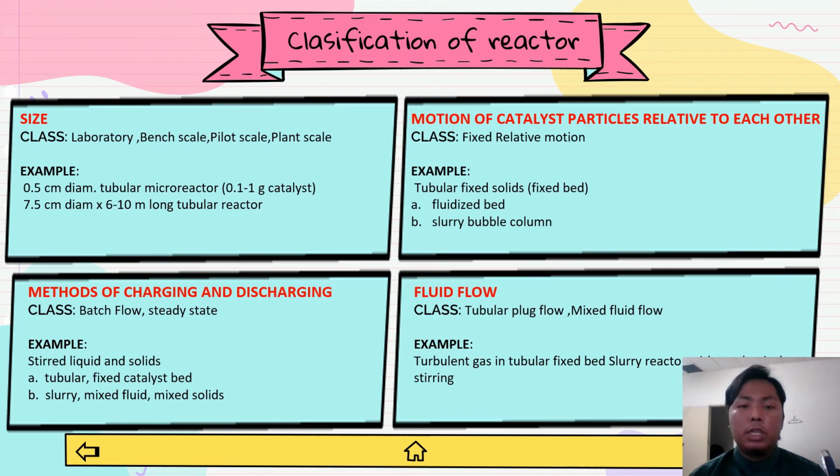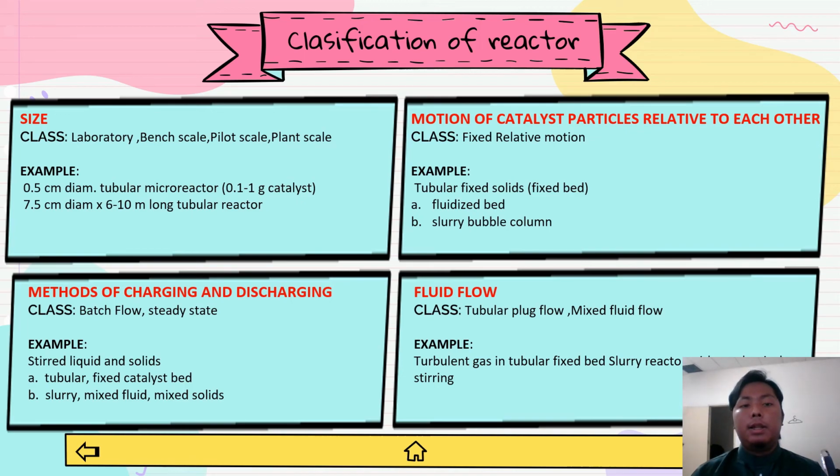The next classification is the motion of catalyst particles relative to each other. An example of technology suitable for this classification is fixed relative motion. Fixed relative motion is a tubular fixed solid, also known as a fixed bed. I will explain the fixed bed later. Beyond the fixed bed, the other categories are the fluidized bed and the slurry bubble column.